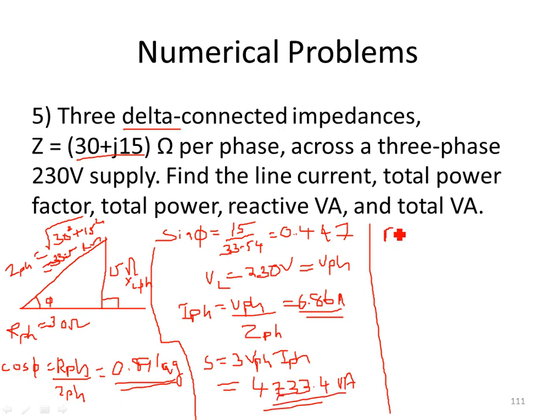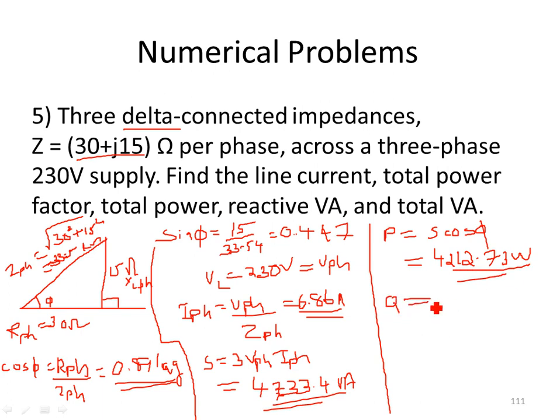Now coming to active power. What is active power? P. P is given by S into cos phi. That is 4733.4 into what is cos phi? 0.89. That is 4212.73 watt.